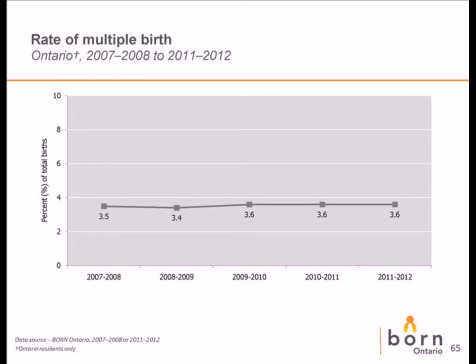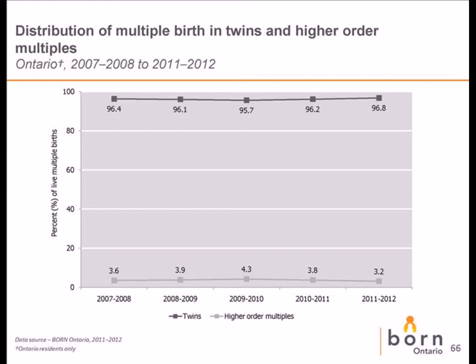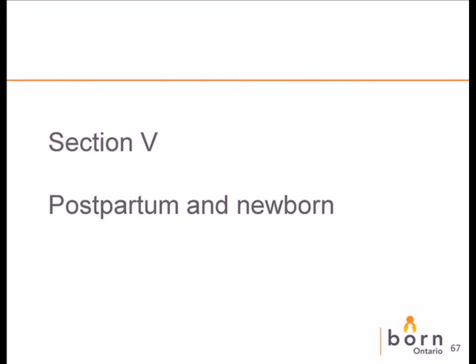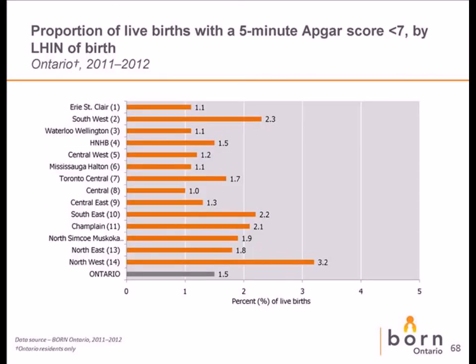I think we're getting close to being done. We'll leave some time for Sherry to throw a few things in about reporting. And this is just the distribution of multiple births. So you can see the vast majority are twins and smaller numbers of higher order multiple births, which is certainly what we want. Those pregnancies are difficult for moms and certainly challenging for healthcare providers.